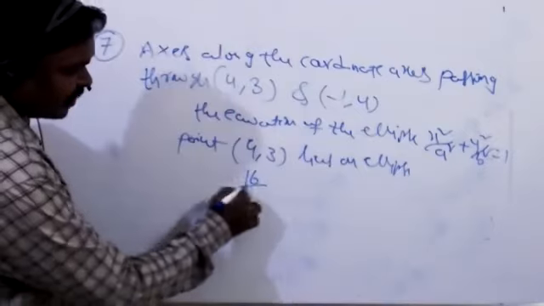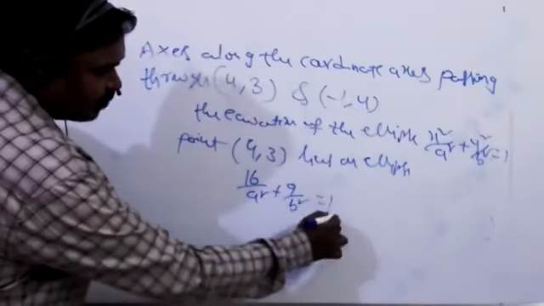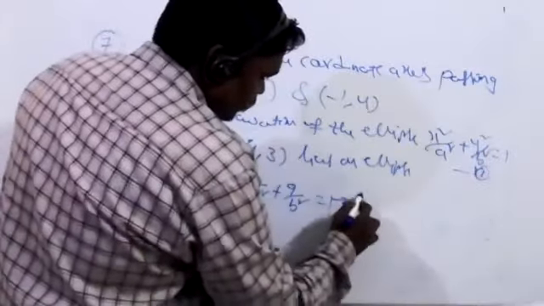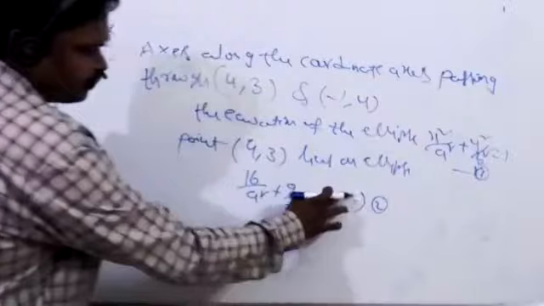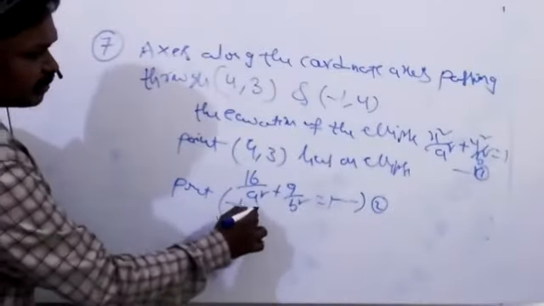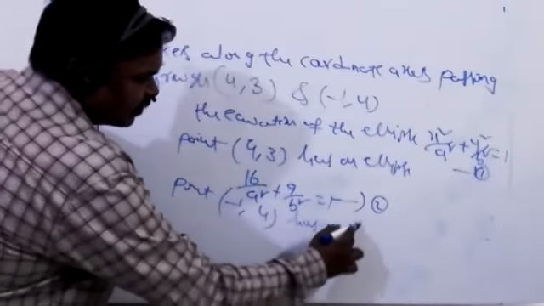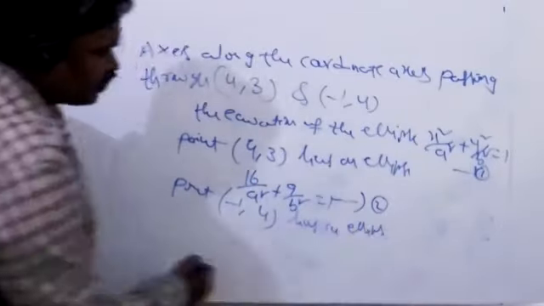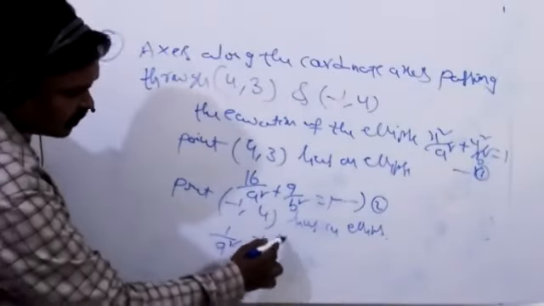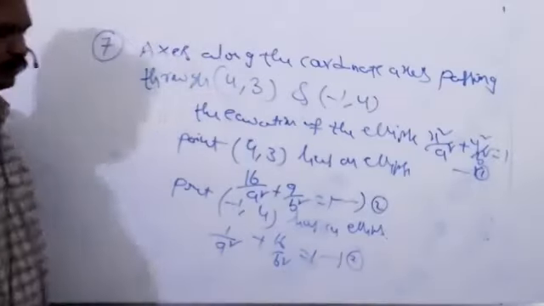Okay. 16 upon a square plus 9 upon b square is equal to 1. Then the point minus 1 comma 4 lies on the ellipse, so 1 upon a square plus 16 upon b square is equal to 1. This is equation 2.